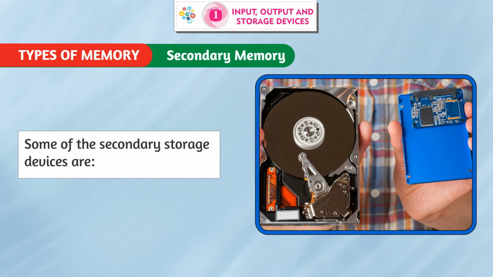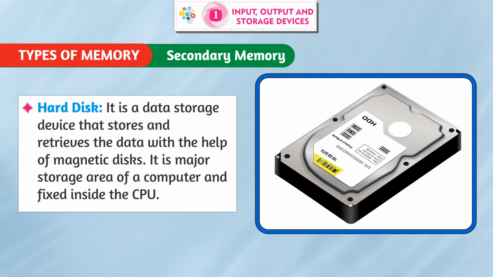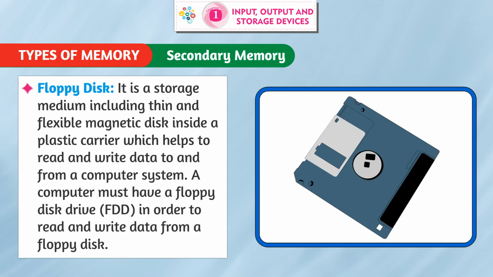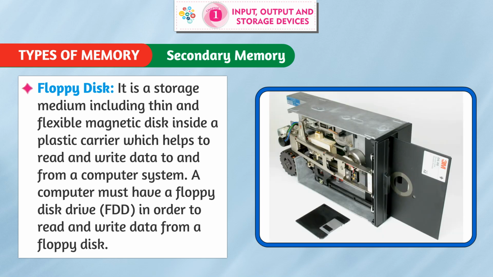Some of the secondary storage devices are hard disk. It is a data storage device that stores and retrieves the data with the help of magnetic disks. It is the major storage area of a computer and fixed inside the CPU. These days, portable hard disks are also available so that data can be transferred easily. It is also called a hard drive. Floppy disk. It is a storage medium including a thin and flexible magnetic disk inside a plastic carrier which helps to read and write data to and from a computer system. A computer must have a floppy disk drive, FDD, in order to read and write data from a floppy disk.